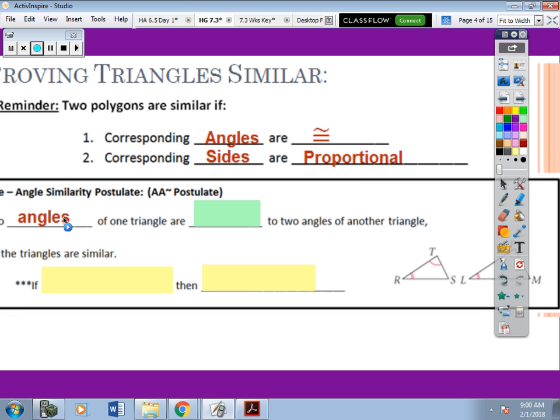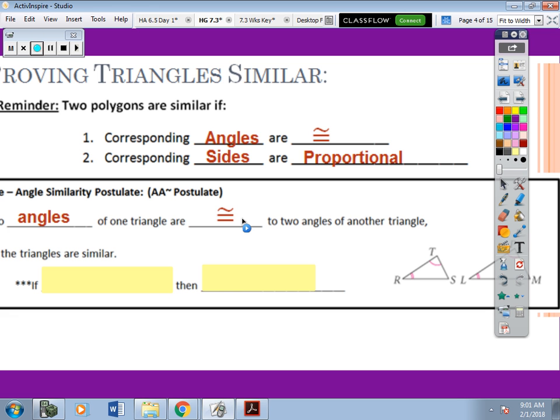So if 2 angles of one triangle are congruent to 2 angles of another triangle, that's enough information to prove that they're similar. So we no longer have to prove all 3 pairs of sides are proportional and all 3 pairs of angles. We can use these shortcut theorems.